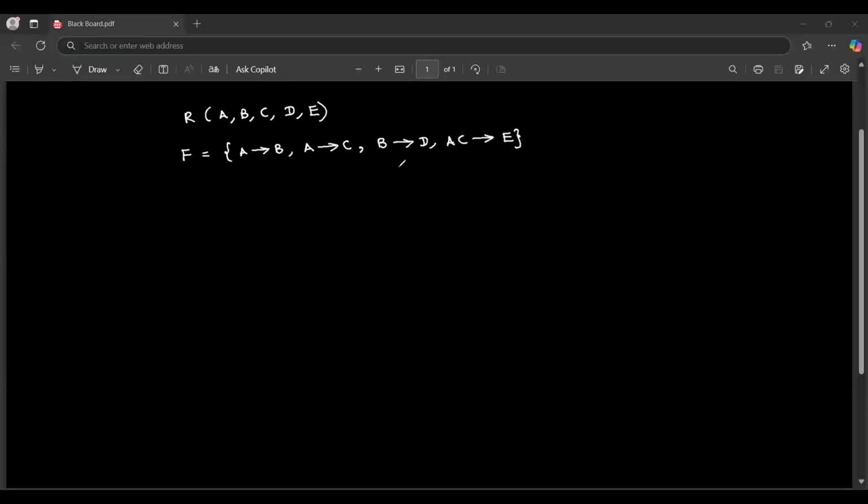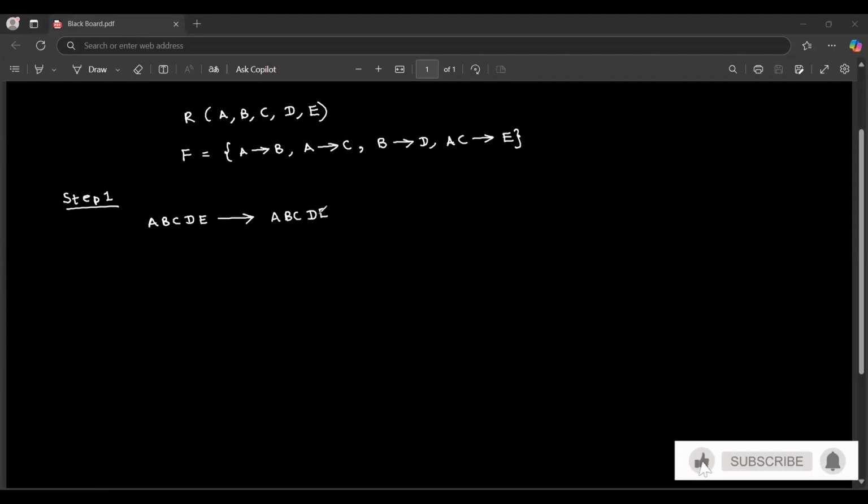Now let's try this question. In this question, we will start with the first step, step 1. This will be A, B, C, D, E functionally determines A, B, C, D, E. Now we can actually follow this and find the answer.